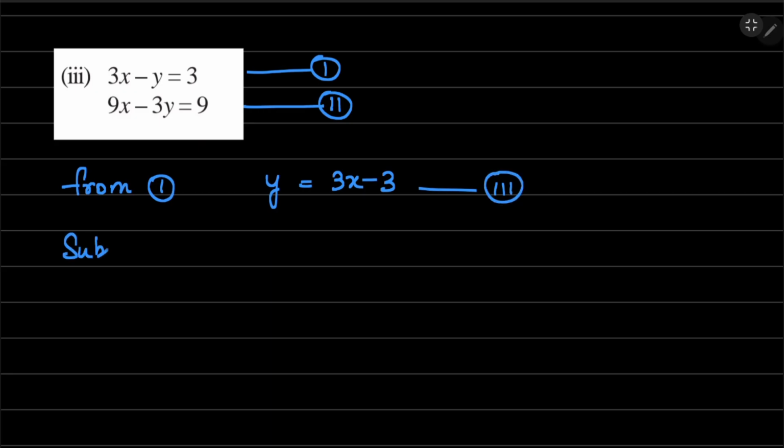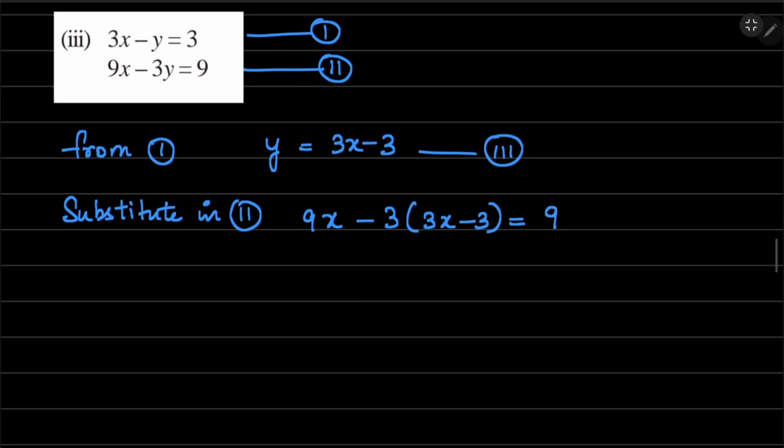Now, substitute in equation 2. So, when you substitute, what do you get? 9x minus 3y, in place of y I can write 3x minus 3, is equal to 9. Solve it, open the brackets. So, you will have 9x minus 9x plus 3 times 3, 3 3s are 9, is equal to 9. Again, 9x and minus 9x gets cancelled and you are getting 9 is equal to 9.